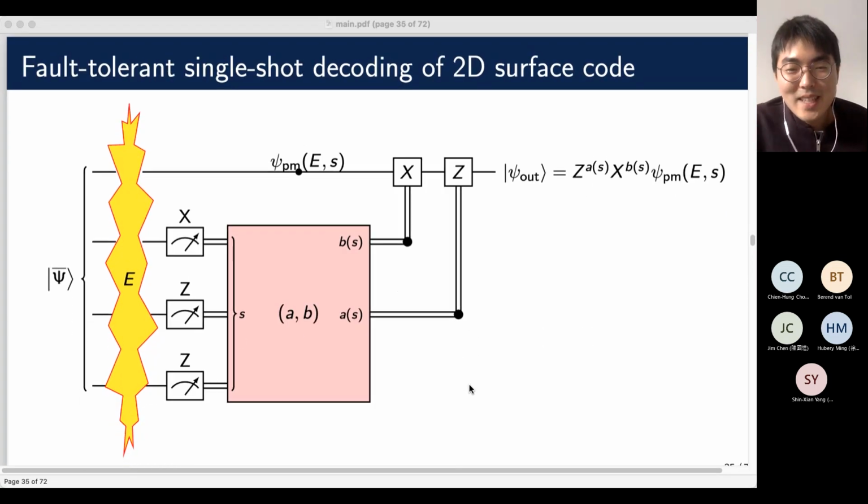So this helps you to understand what's going on. Given an input state psi bar, we measure some qubits in X and some qubits in Z. And according to the measurement outcome, we classically compute A of S and B of S. And according to A and B, we apply local Pauli operation and we get psi out.